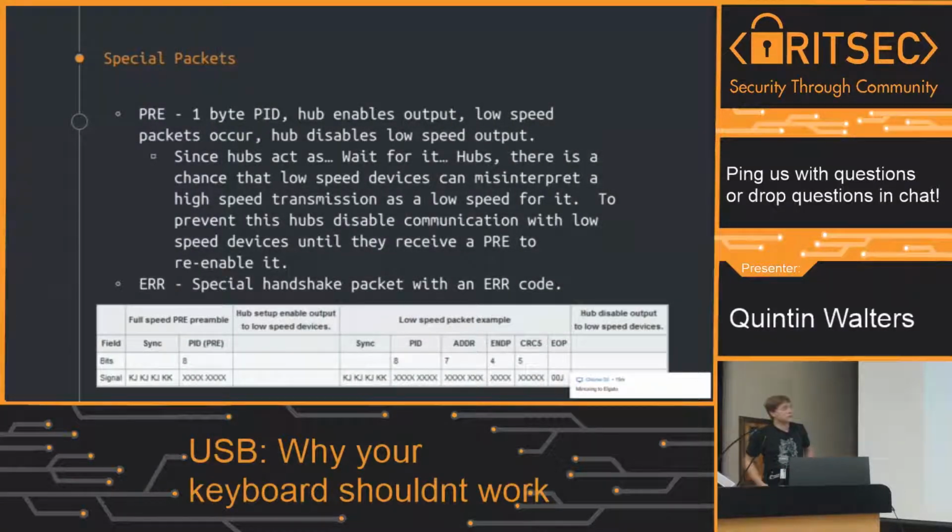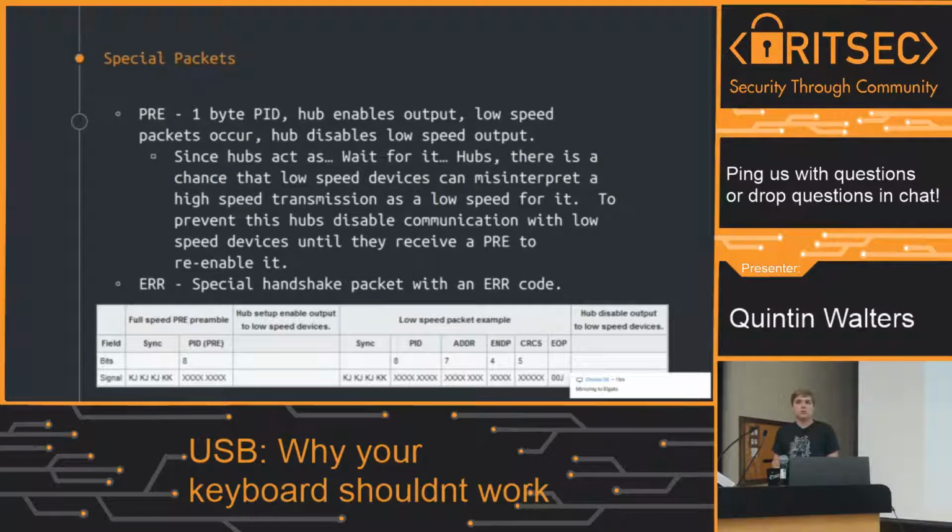So, special packets. The pre-packet is very useful. It has a 1-byte PID, and it tells the hub to enable output. Then low-speed packets occur. Then the hub disables its low-speed output.